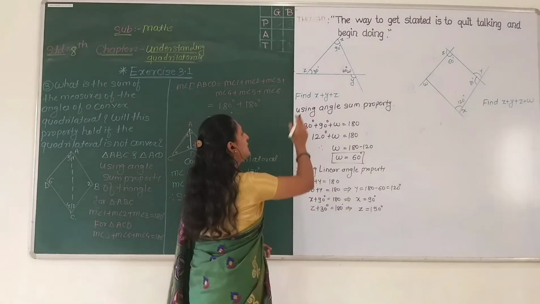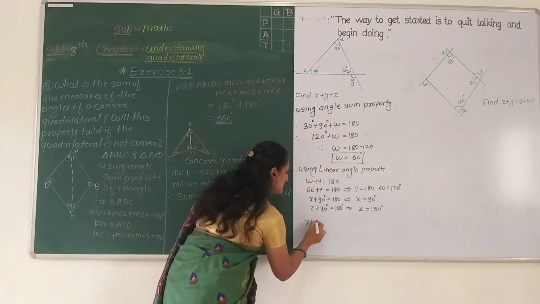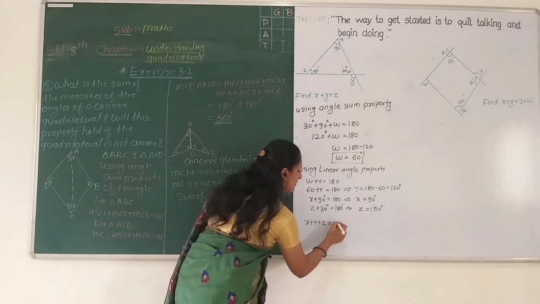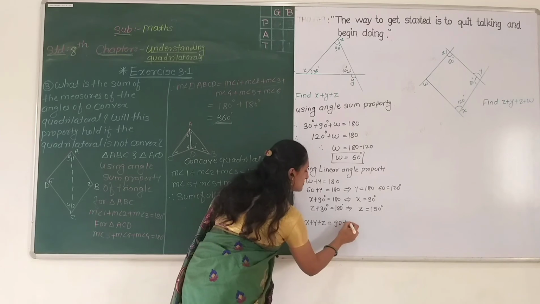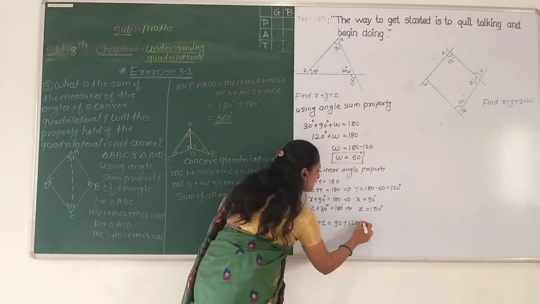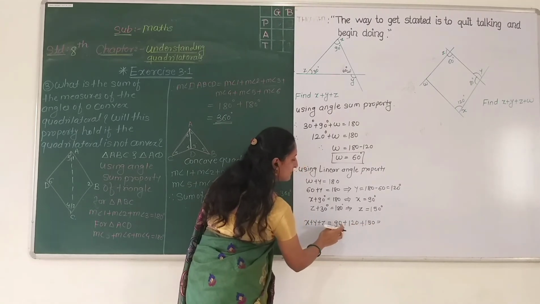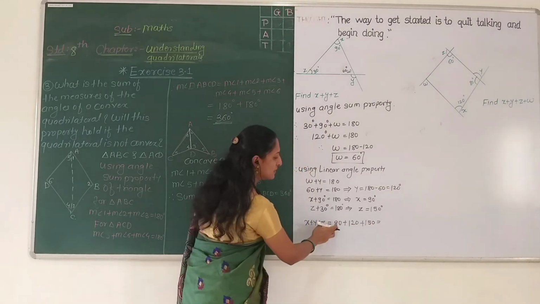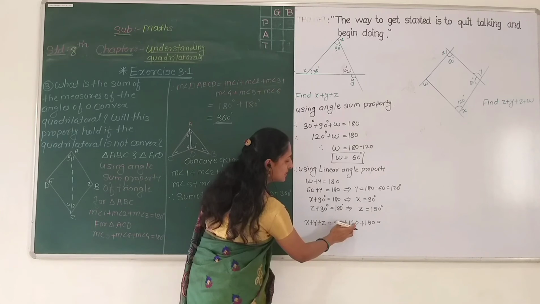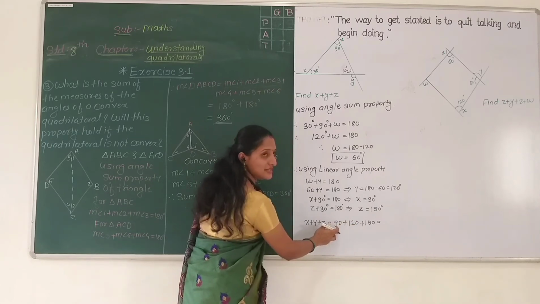Right? So now we have to find x plus y plus z. Here the value of x is 90, plus the value of y is 120, plus the value of z is 150. Now 120 plus 150 plus 90. Now tell me what is the value here? 5 plus 2 is 7. 7 plus 9?